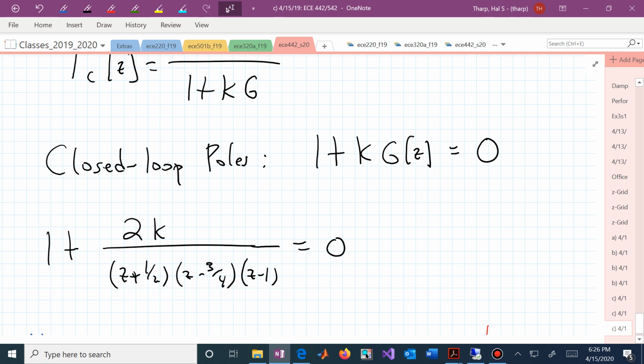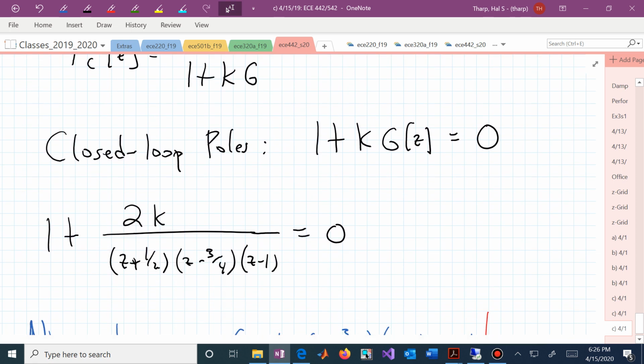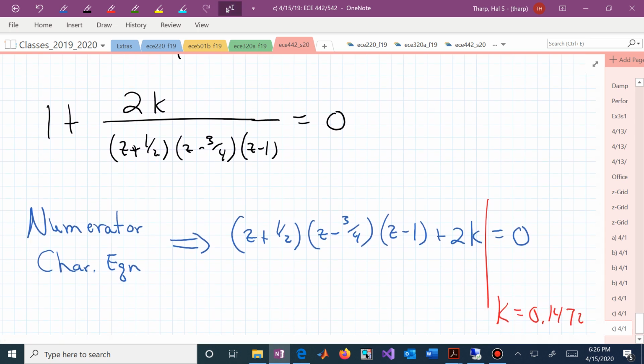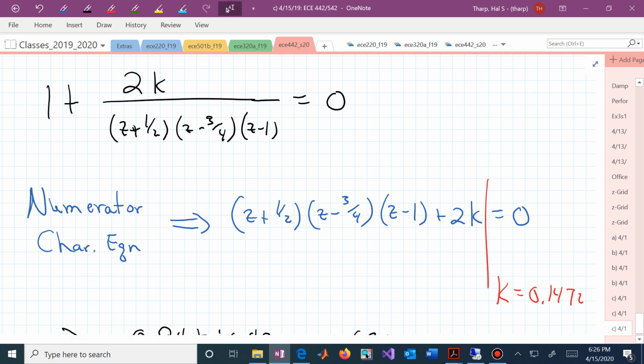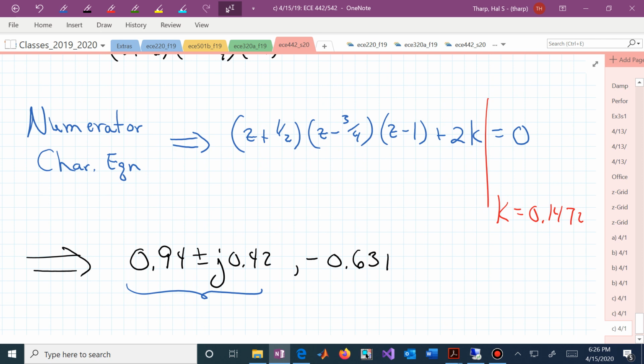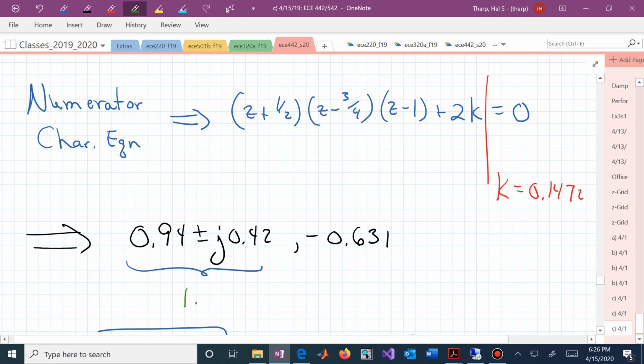That's 1 plus kg, and g, it was 2 over z plus 1/2, z minus 3/4, and z minus 1. Let's go ahead and evaluate that when k is equal to 0.1472, and in fact we end up with this 0.94 plus j 0.42, and in fact that value is now, when k is equal to 1.1.